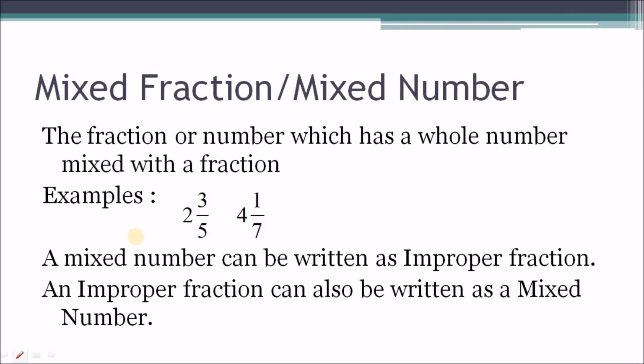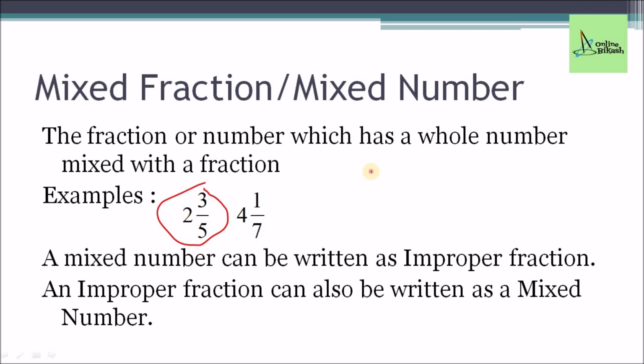Now mixed fraction, or mixed number. It is a fraction or number which has a whole number mixed with a fraction. The example will give you a clear vision of this. You see this example, 2 whole 3 by 5. We read it as 2 whole 3 by 5, and some also read it as 2 complete 3 by 5. This 2 is the whole thing, and this 3 by 5 is the fraction only.